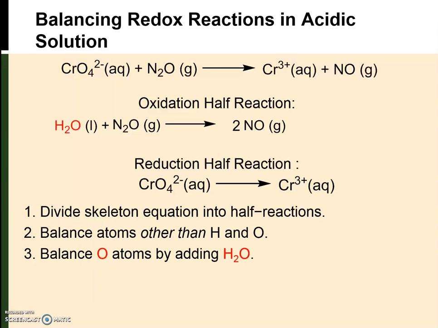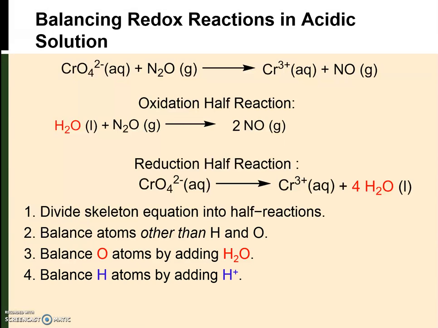In the reduction half reaction, we have 4 oxygens in the reactants and none in the products. And so we would balance this by adding 4 water molecules. So now we've balanced the oxygen, but we've introduced hydrogen into the equation. And so because we're under acidic conditions, we know that there will be a large amount of protons present, and so we can balance the hydrogen atoms by adding protons to the equation.